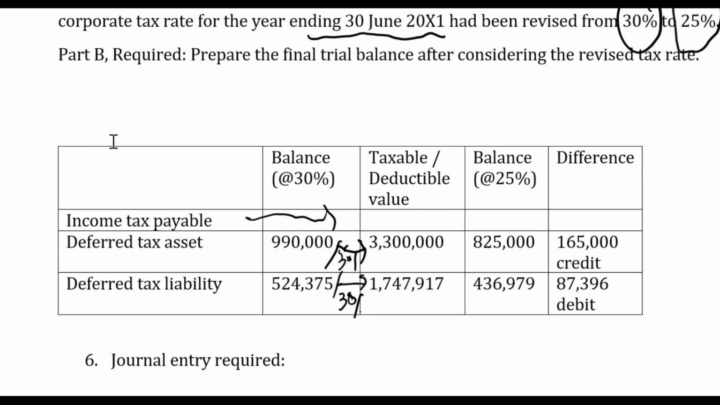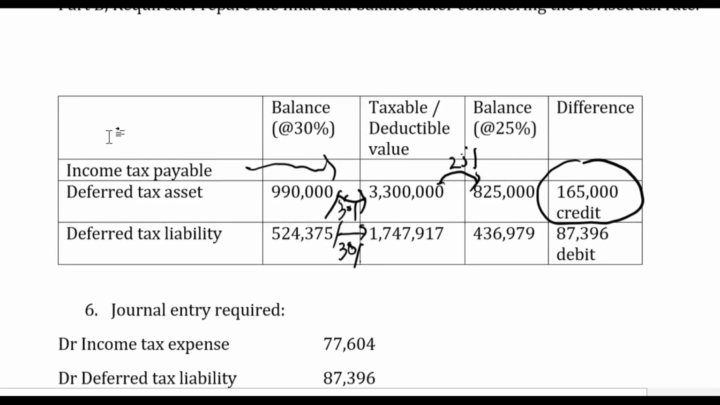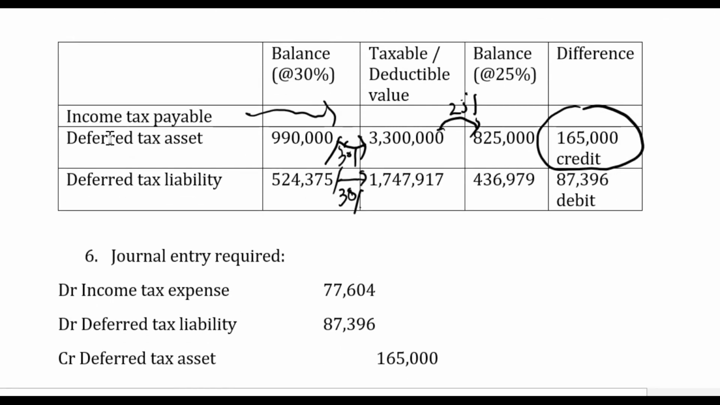And then we get the deferred tax asset, 3.3 million. And then we apply the new, revised tax rate at 25%, and it becomes 825,000. So the deferred tax asset should be stated at 825,000, which means it requires a reduction or a credit of 165,000. So we write a journal entry. We show deferred tax asset credit 165,000.